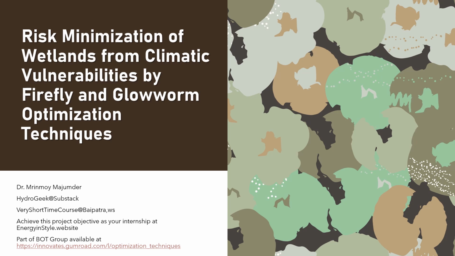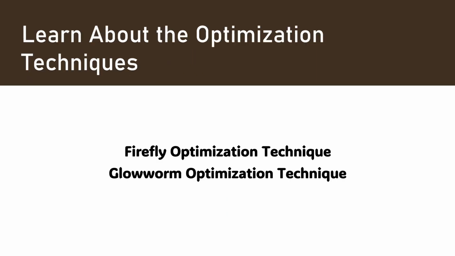So in this regard, we will employ two new nature-based optimization techniques. One is the firefly optimization algorithm, and another one is the glowworm optimization algorithm. To achieve the objective of this project, we must know what the firefly optimization technique is, how it works, what its working principle is, and what parameters are required to be estimated. Similarly, the same is to be known for the glowworm optimization technique. Both these techniques are examples of nature-based optimization techniques or meta-heuristics.